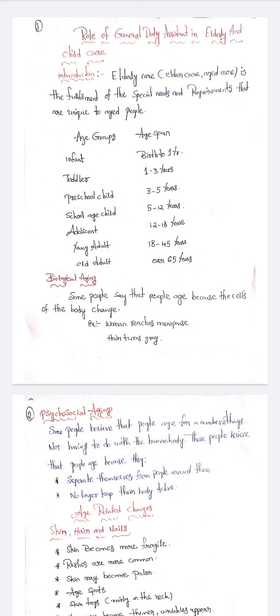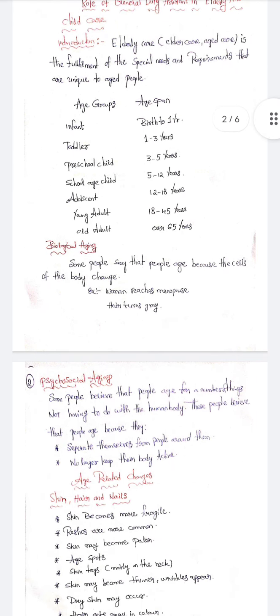Next, 18 to 45 years will be called young adult. Over 65 years we will call them old adult. These are some age groups, and we have to know these age groups. Next, biological aging. We have some factors which will influence aging. First we will see how biological aging affects aging.